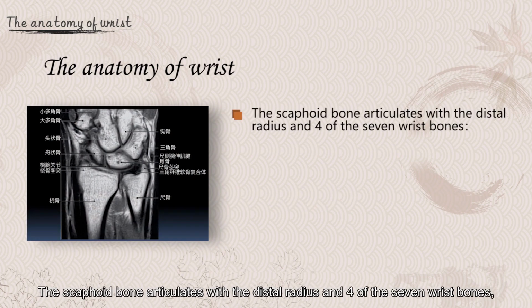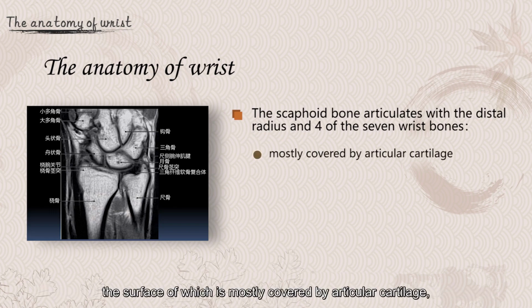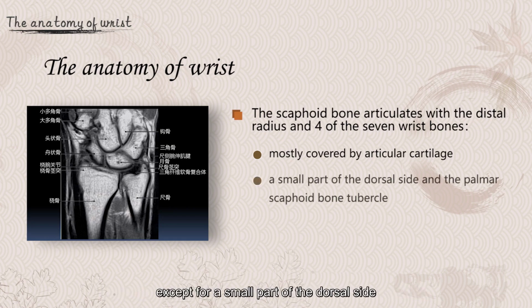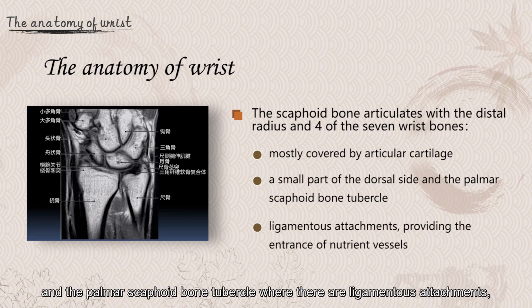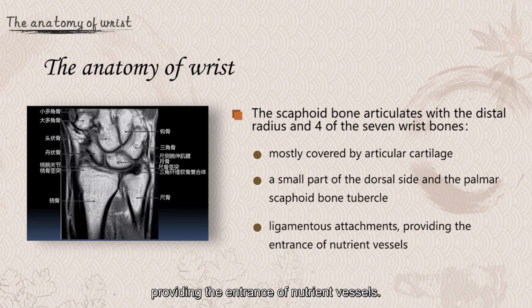The scaphoid bone articulates with the distal radius and 4 of the 7 wrist bones, the surface of which is mostly covered by articular cartilage, except for a small part of the dorsal side and the palmar scaphoid bone tubercle, where there are ligamentous attachments providing the entries of nutrient vessels. The wrist bones mainly rely on the blood vessels in the palmar and dorsal ligaments for nutrition.